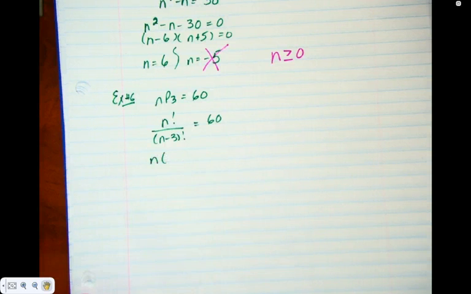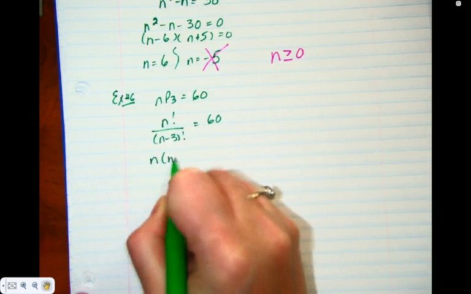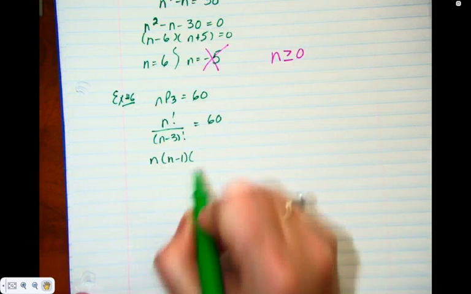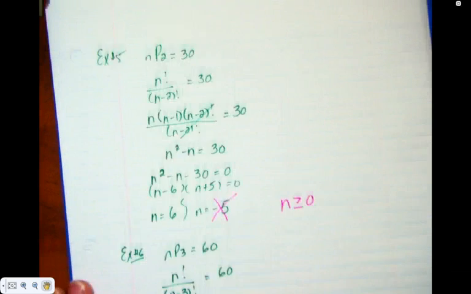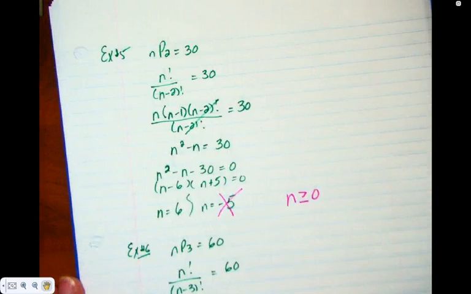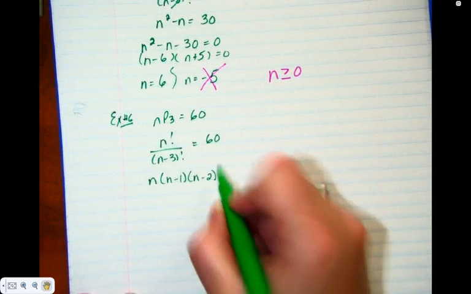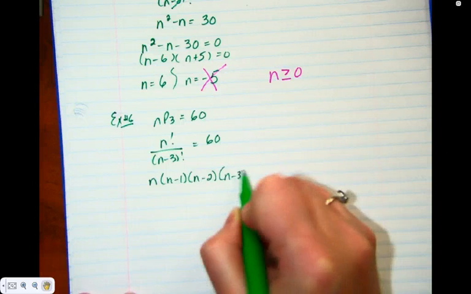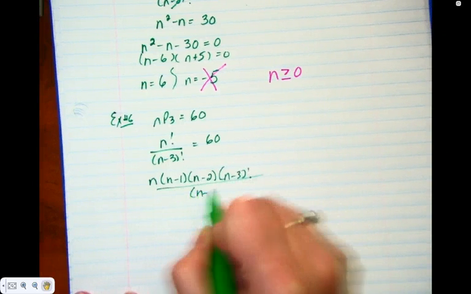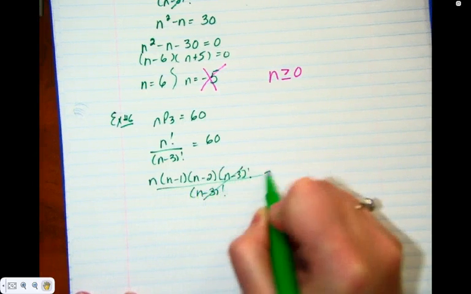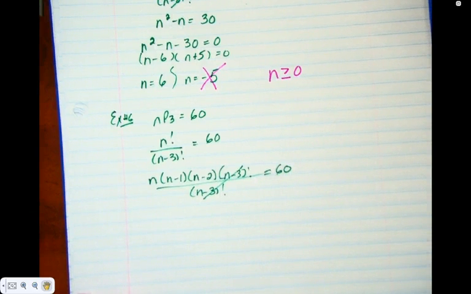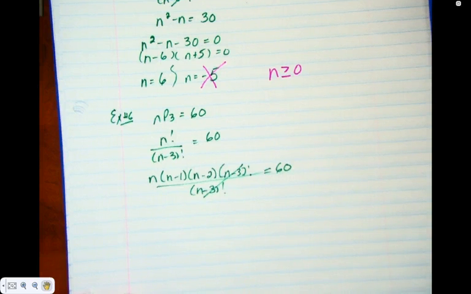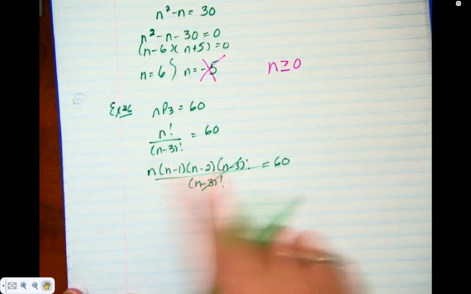Okay, so n times n minus 1 times. Should I stop there? Why not? That's where I stopped above. Why wouldn't I stop there here? What's going on? I don't want to stop until it cancels, so I'm going to stop after the n minus 3 factorial. Got to simplify this mess.